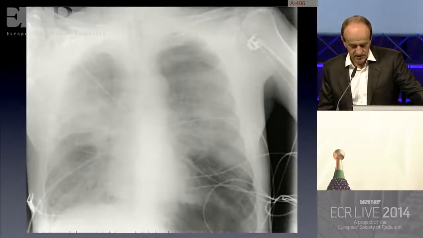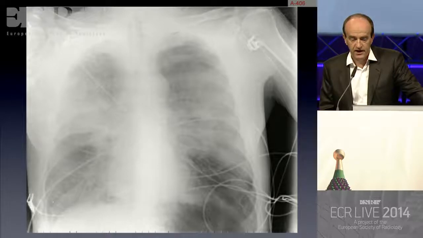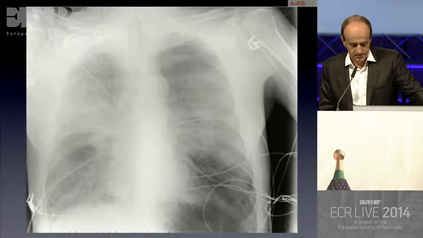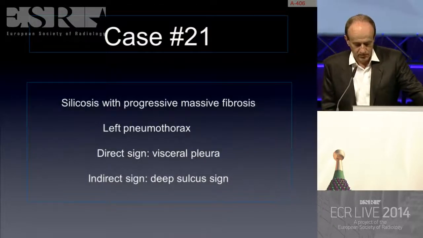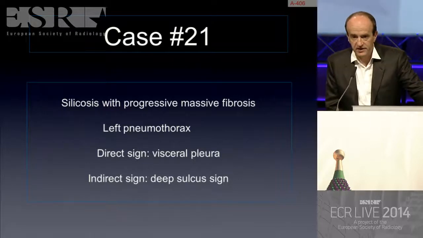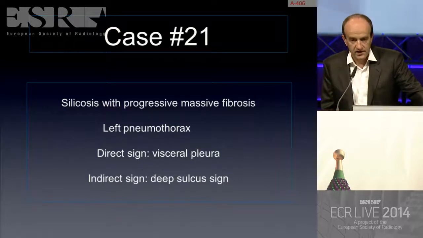The caudal displacement of the diaphragm, here in another patient, is named the deep sulcus sign. In a patient lying, this sign is indicative of a massive pneumothorax. So remember these signs to detect pneumothoraces in bedside chest radiographs.